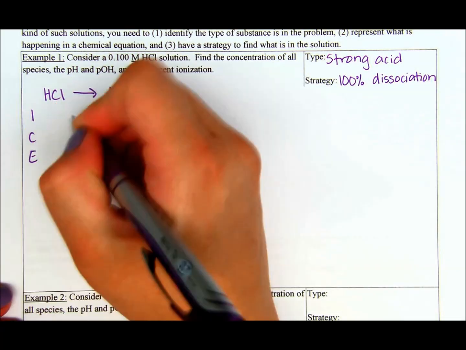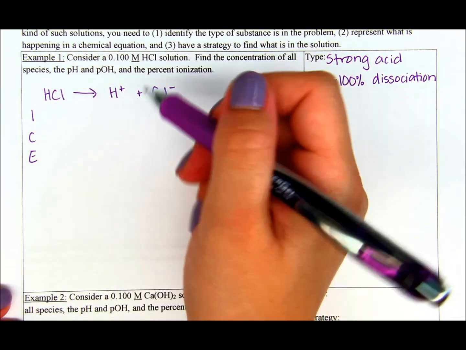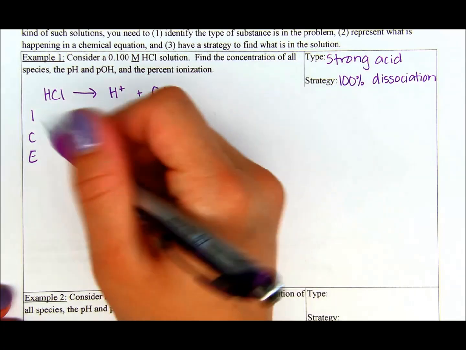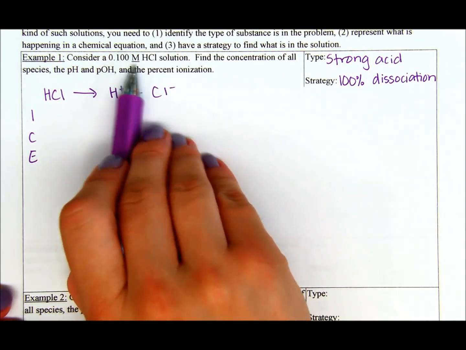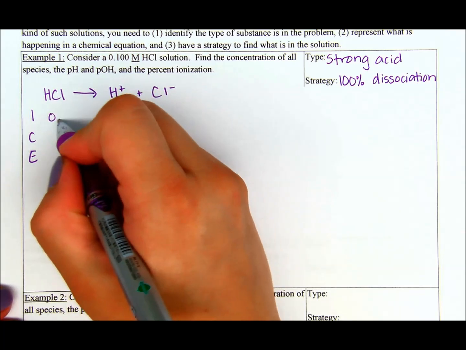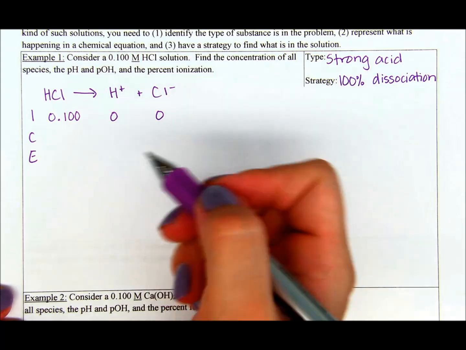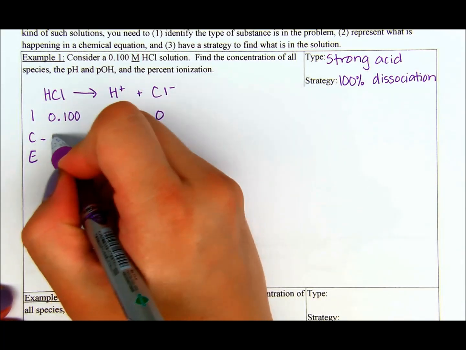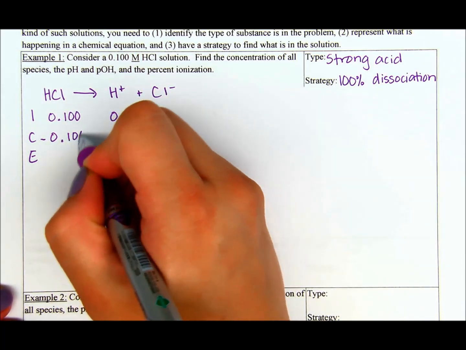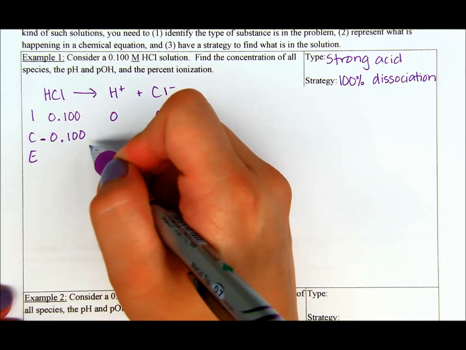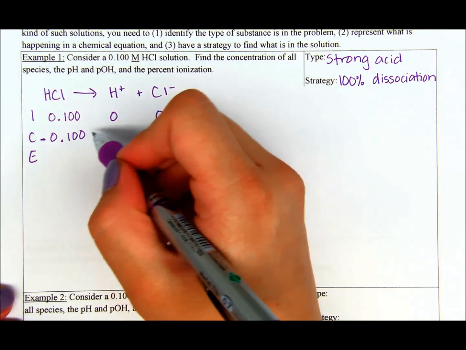ICE. HCl is aqueous, so this is a solution, so we can't just cross it out. We're going to start with a 0.1 molar solution, 0.100 molar, and then we haven't formed any of our ions yet. Since this dissociates 100%, it's not going to be minus X, but minus all of it, because all of it dissociates. So we already know what that is.